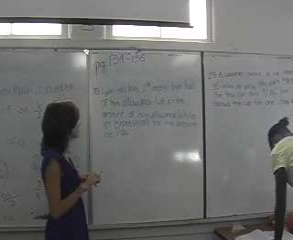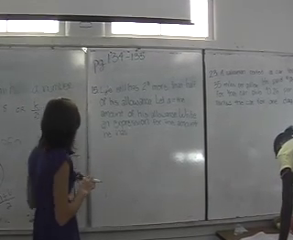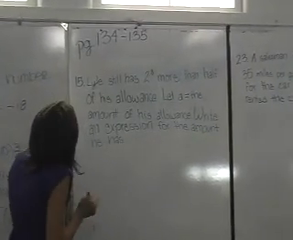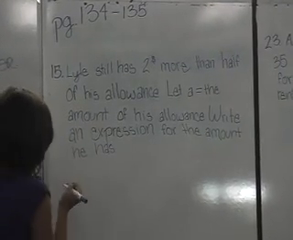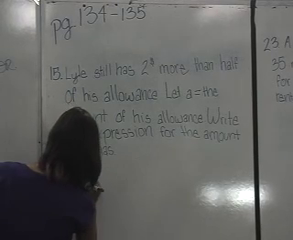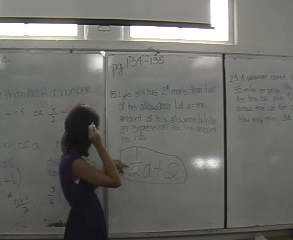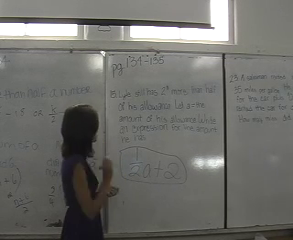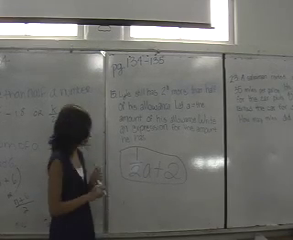Lyle still has $2 more than half of his allowance. Let A equal the amount of his allowance, right? Write an expression for the amount he has. Okay, so half of his allowance, and A equals his allowance, we would take 1/2. So 1/2 of his allowance. So you put half and then A, because A is the amount of his allowance. And then he still has $2 more, so you'd add to it. That's it. Perfect job.